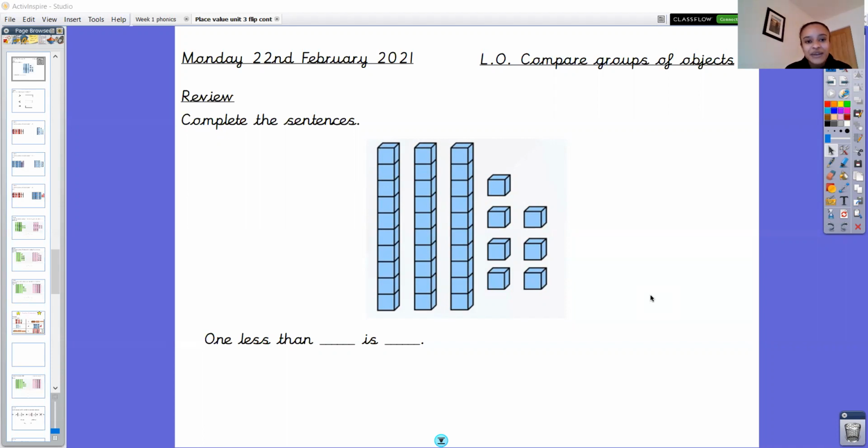So I'm wondering if you can very quickly have a chat with somebody at home with you or at school, what the missing numbers in this stem sentence are. One less than something is something. So look at this number here and tell me what one less is. Okay, so quickly pause the video to do that.